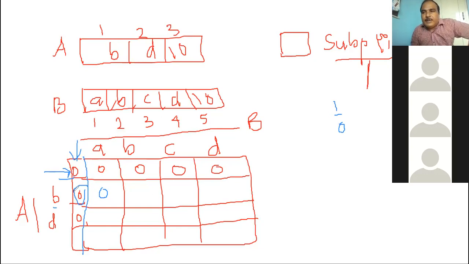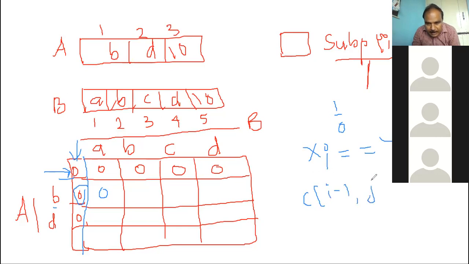So now next, the B is compared with the B. This B is compared with that B, and now there is a match. So when Xi is equal to Yj, can anyone tell the formula? It says C of i minus 1, comma, j minus 1, plus 1. It is plus 1 when they are equal.